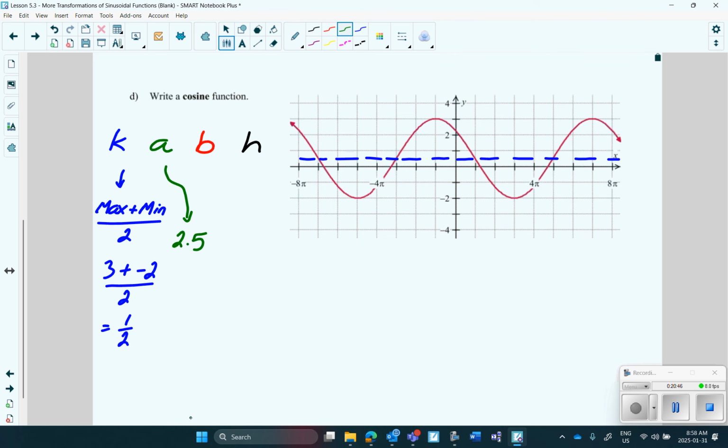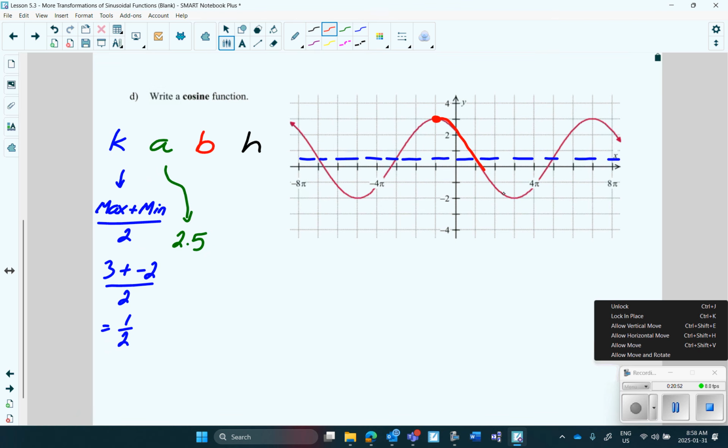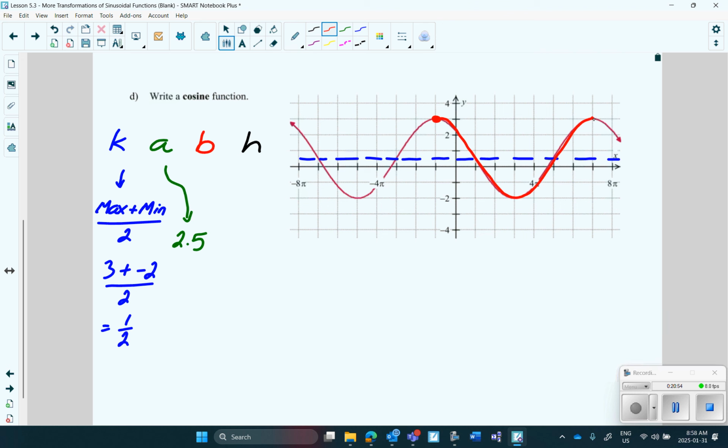Okay. Cosine function starts up high. So here's the start of one, like so. No, it starts at the max, a cosine graph. Sine starts at the midline.